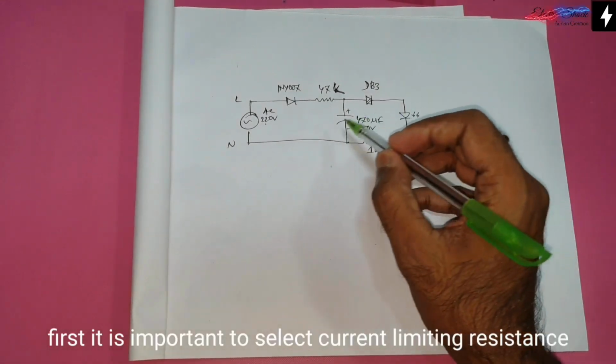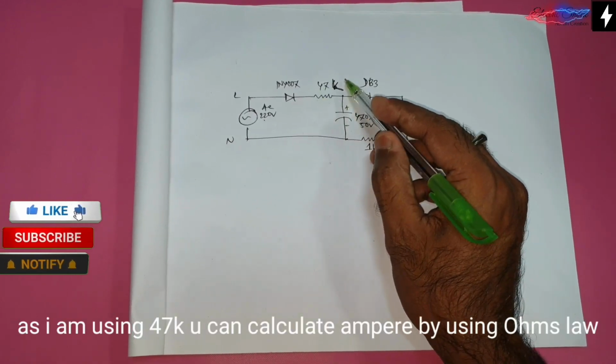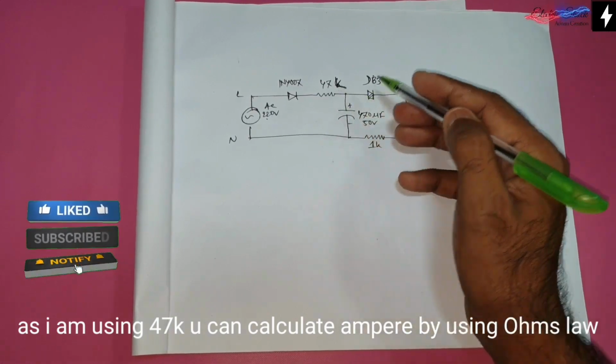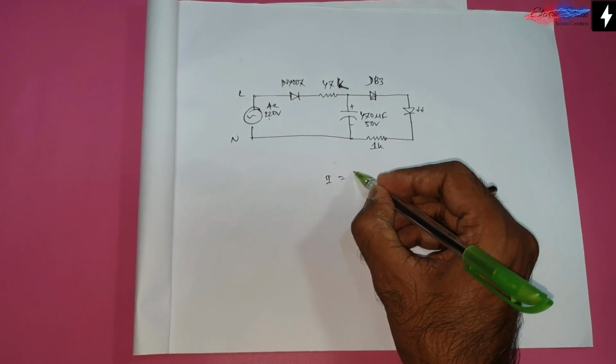First, it is important to select the current limiting resistance. As I am using 47K, you can calculate the ampere by using Ohm's law. I = V over R.